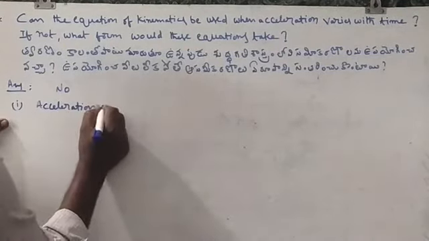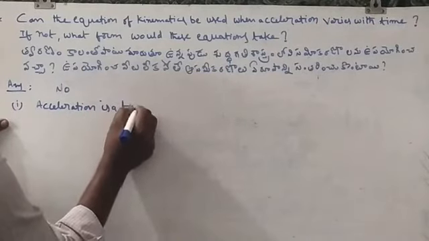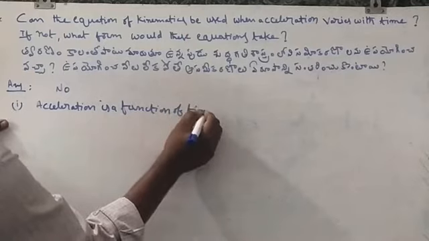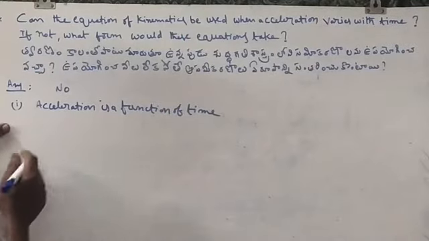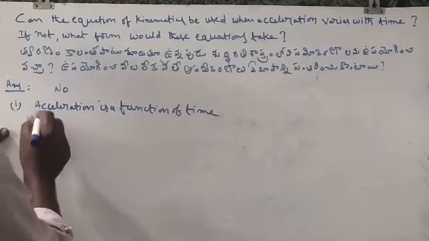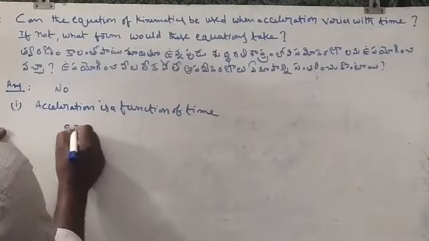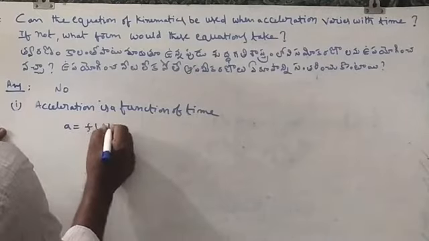Acceleration is a function of time. That means acceleration can be written as a function of time, a is equal to f of t.